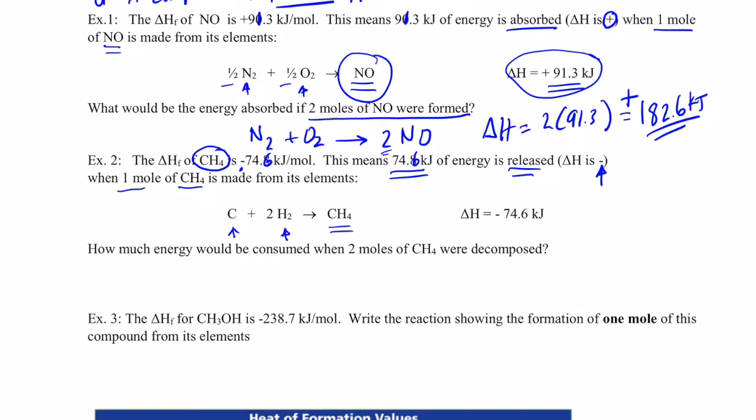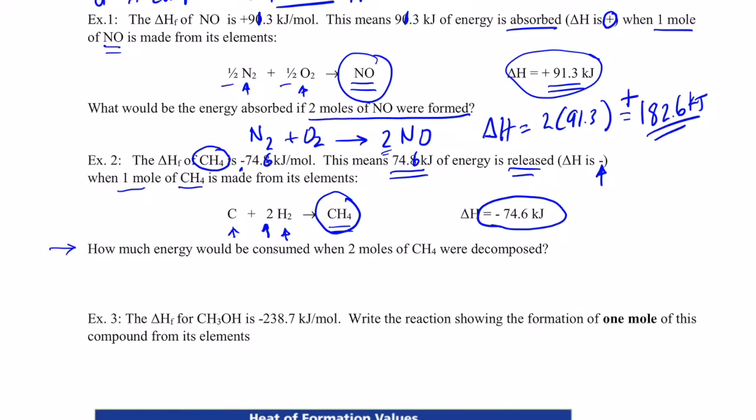Carbon's not diatomic, so that's just C. Hydrogen is, so that's H2. To balance this, to produce 1 mole of my product, I need to put a 2 in front of H2. Now, when that happens, this much energy would be released. 74.6 kilojoules would be released to the surroundings. It's exothermic.